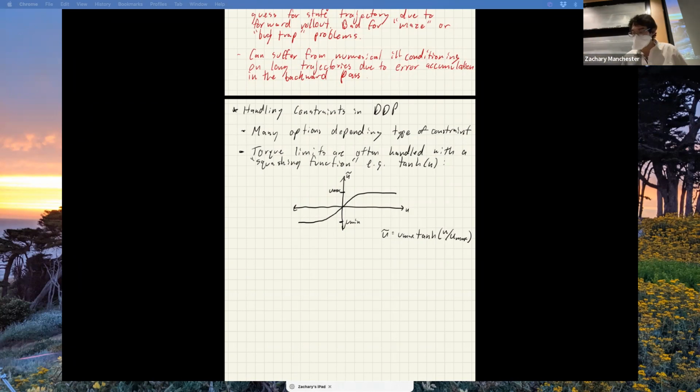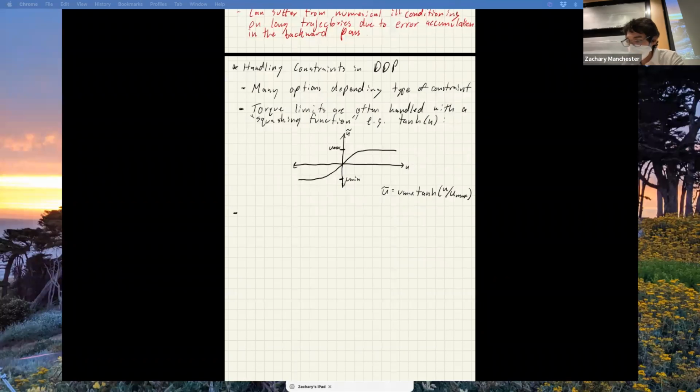So this works. It's effective, but it adds a big nonlinearity into the dynamics, which can make the algorithm take more iterations to converge.